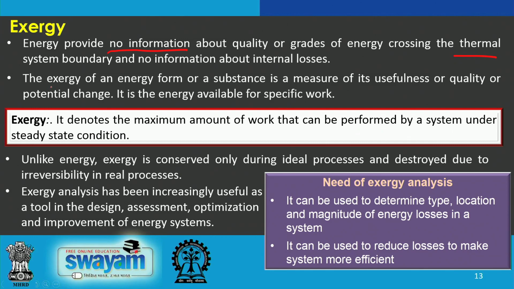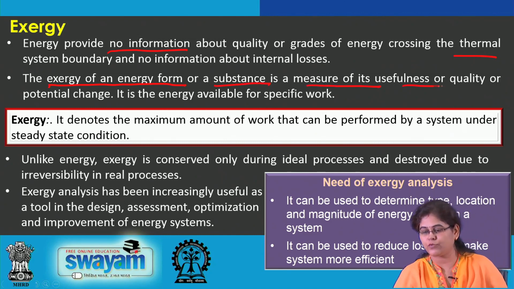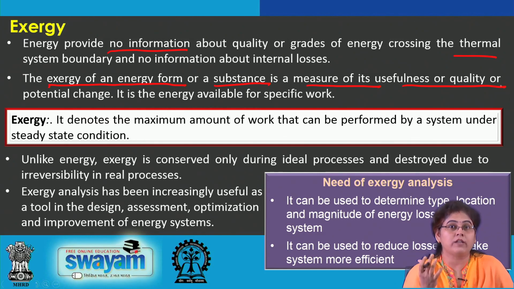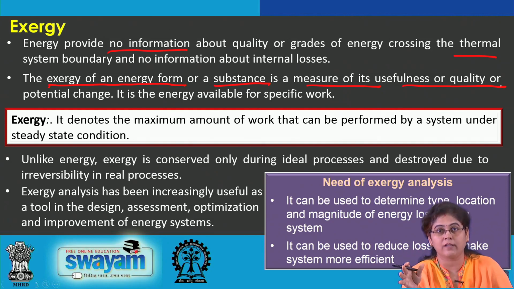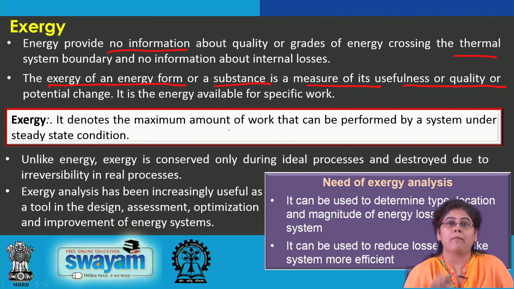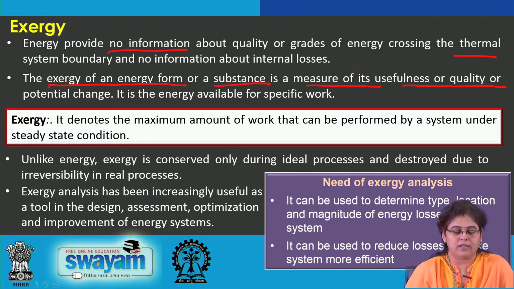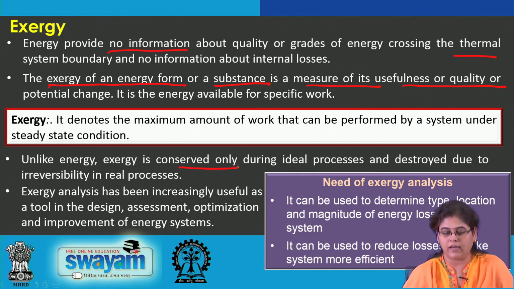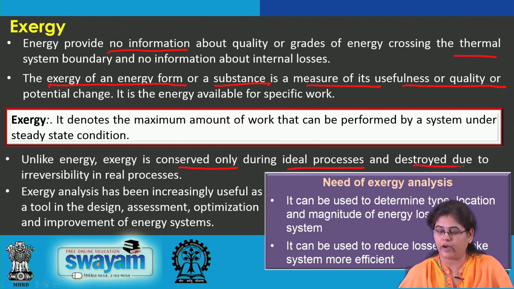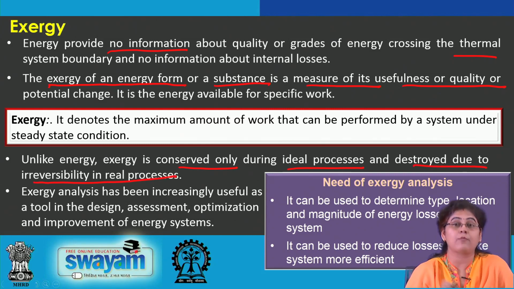So, in this regard, the exergy of an energy form or a substance is a measure of its usefulness or quality or potential change. It is the energy available for specific work. Basically, it is a thermodynamic concept defined as the energy available for doing some specific work, and it denotes the maximum amount of work that can be performed by a system under steady state condition. Unlike energy, exergy is conserved only during ideal processes and destroyed due to irreversibility in real processes.